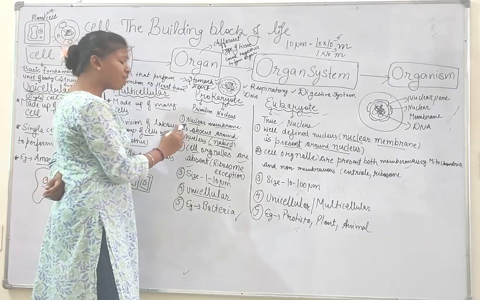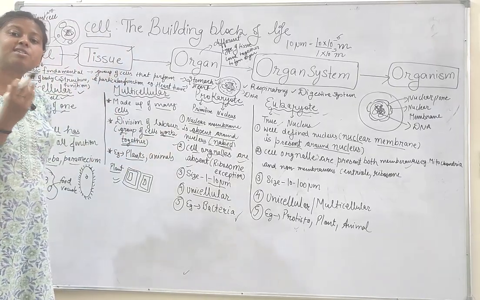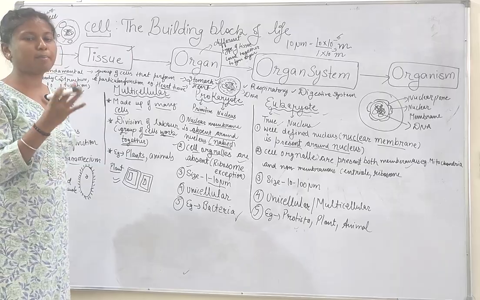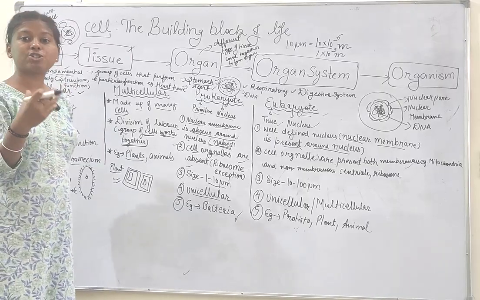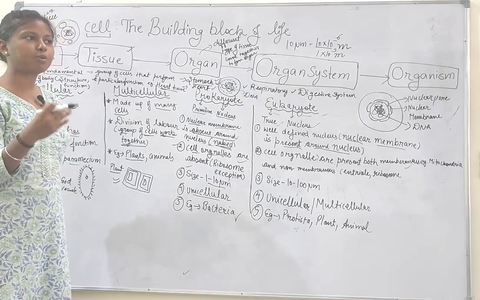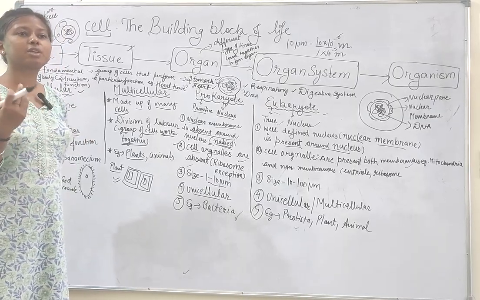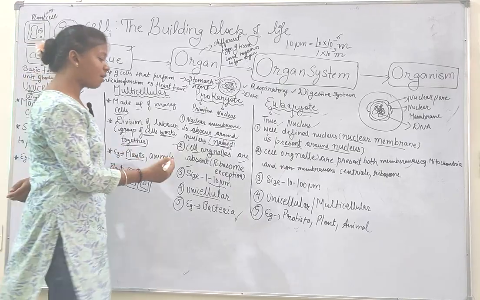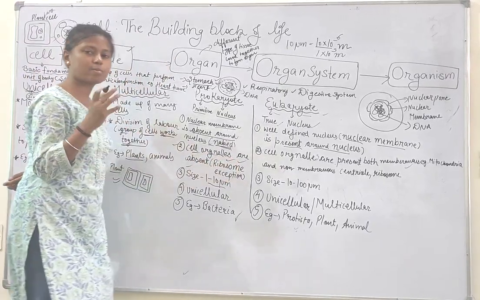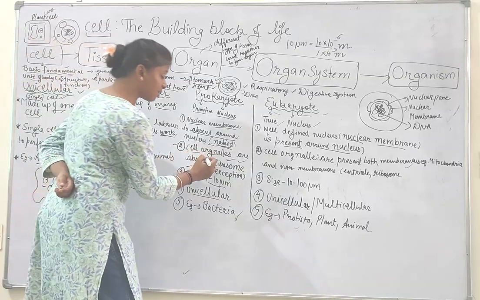And after that, in the prokaryote, cell organelles are also absent. Membrane-bound organelles such as Golgi apparatus, mitochondria, endoplasmic reticulum. So, these various organelles are absent. However, ribosome is the exception. Ribosome, that is a 70S ribosome.